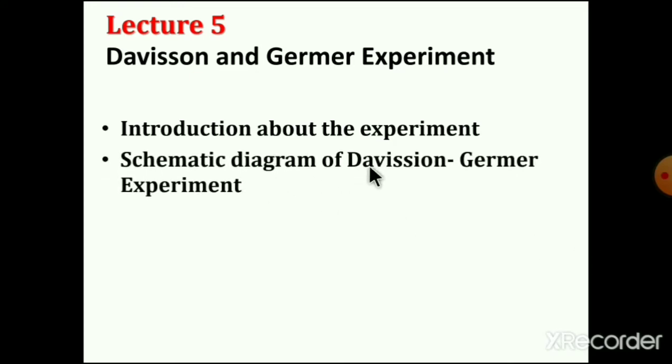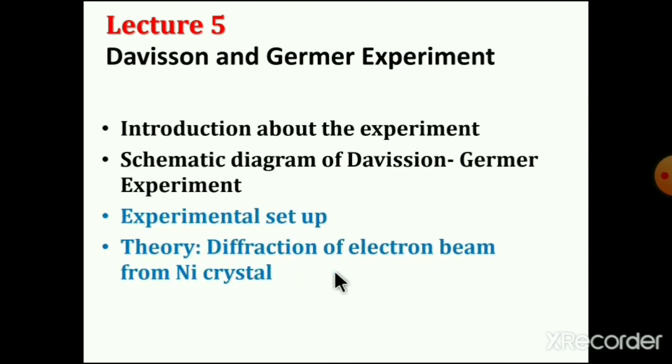Second, the schematic diagram of the Davisson and Germer experiment. Next, the experimental setup. Next, the theory of diffraction of the electron beam from the nickel crystal. And finally, we discuss the results of the Davisson and Germer experiment.